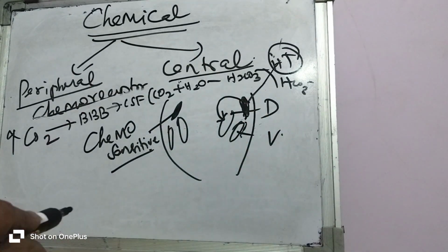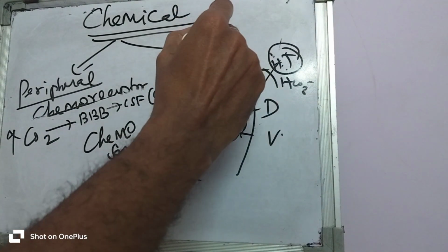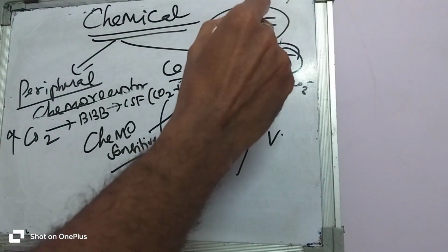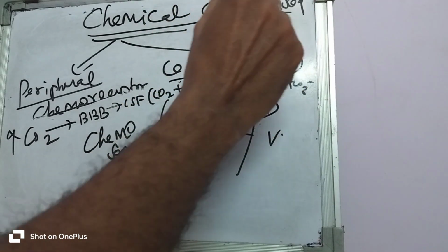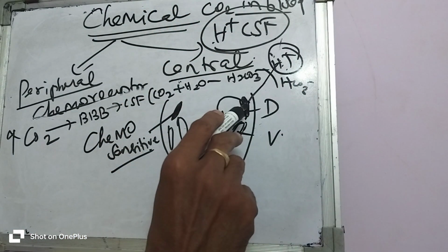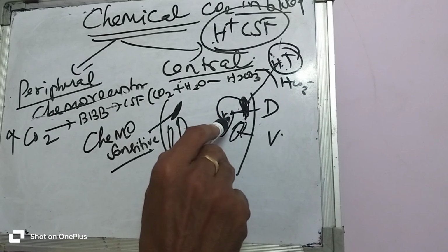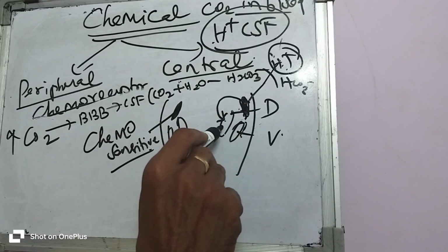So the central chemoreceptors usually respond to the H plus ion in the CSF. This increase in H plus ion is because, indirectly, of the increase in carbon dioxide in the blood. So hypercapnia and the increase in H plus ion in the CSF activate the central chemoreceptor. Since it is located very near to the respiratory center, it activates the DRG, dorsal respiratory group neuron, and respiration is activated.